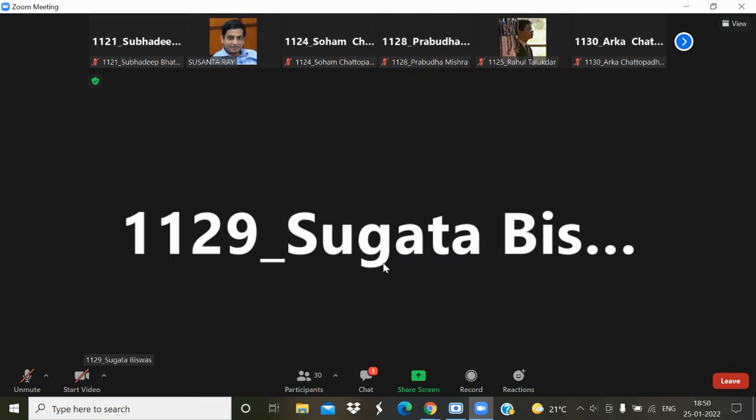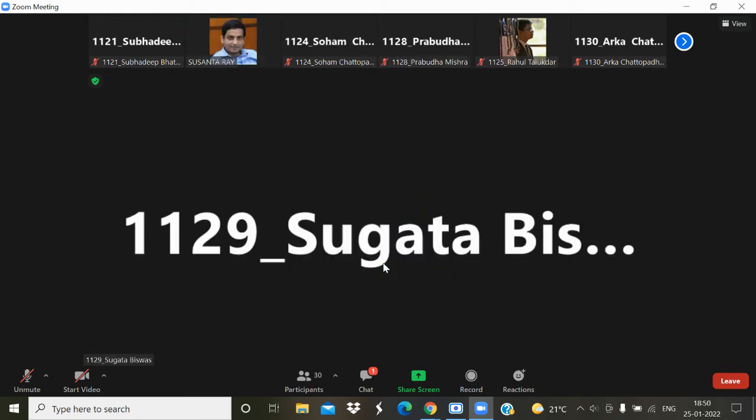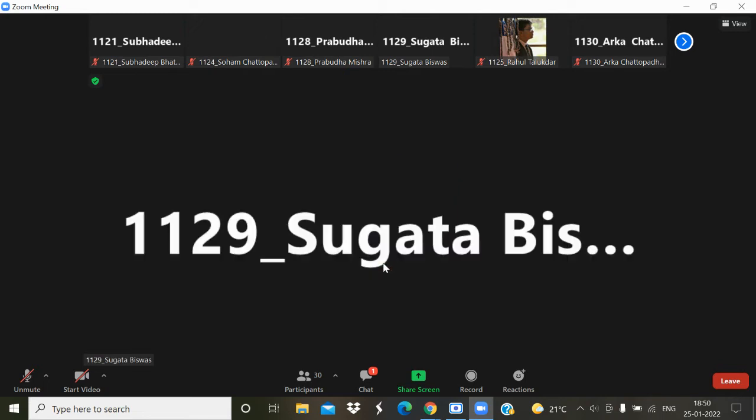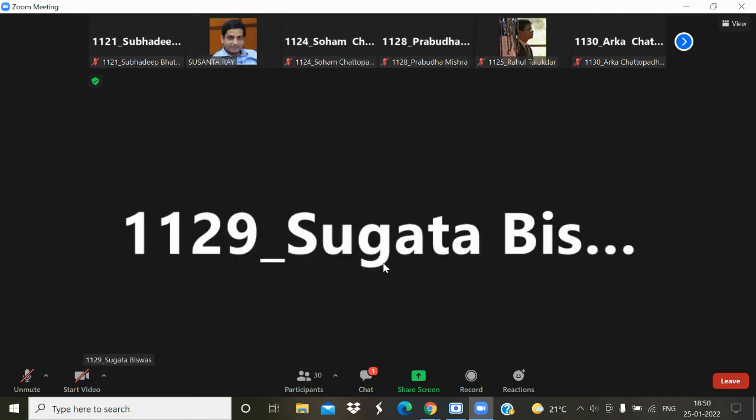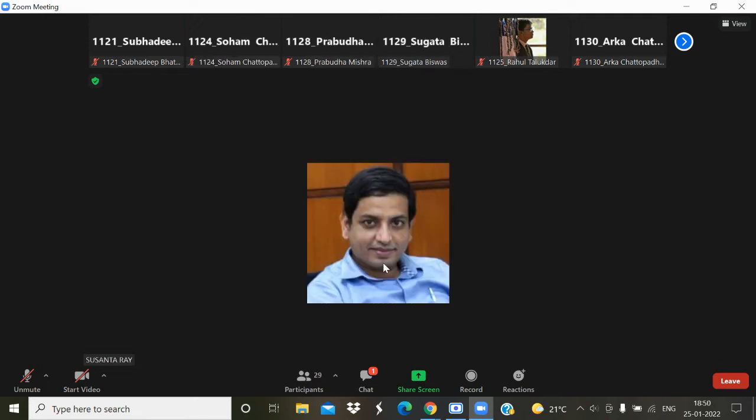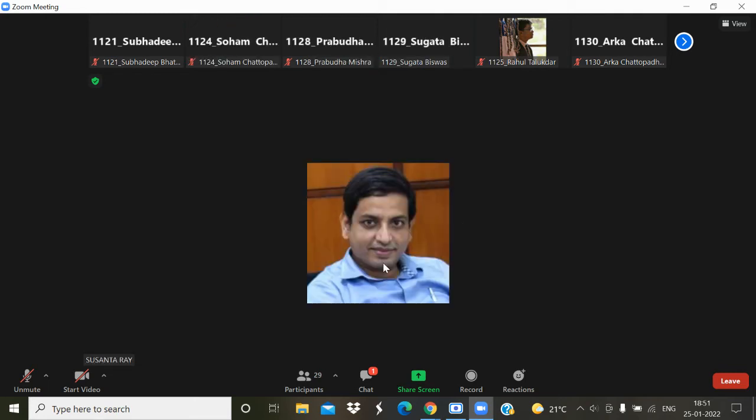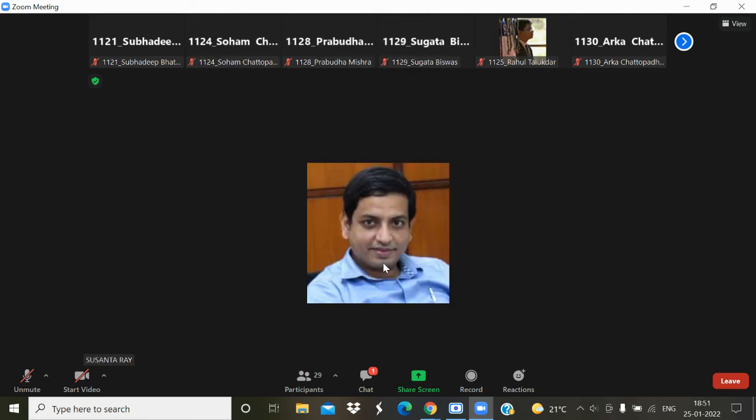Next roll number 1130, Shubha. 110 kilowatt, 415 volts, 1000 rpm, squirrel cage induction motor, delta connected, 89% efficiency, power factor 0.85 lag. Okay.